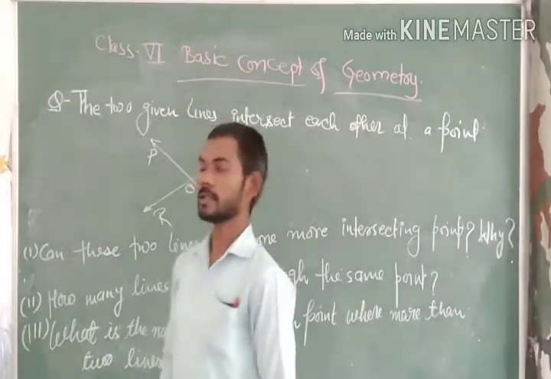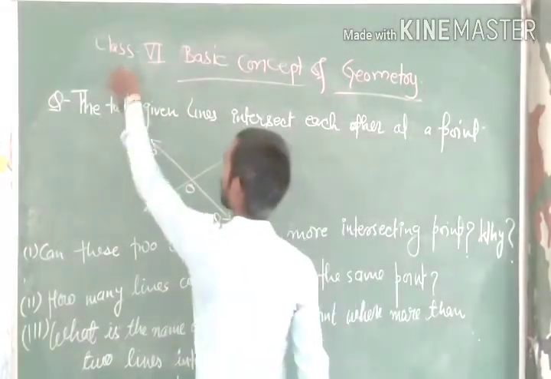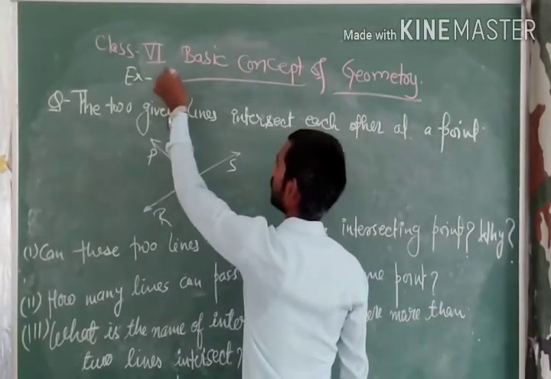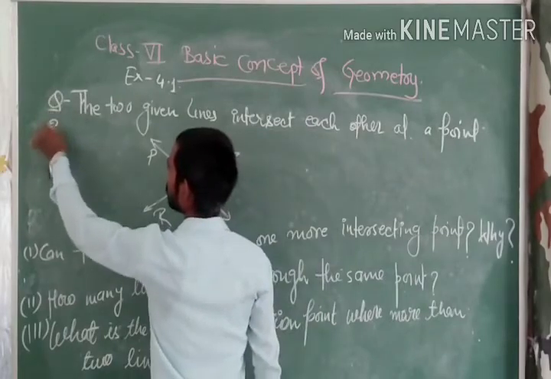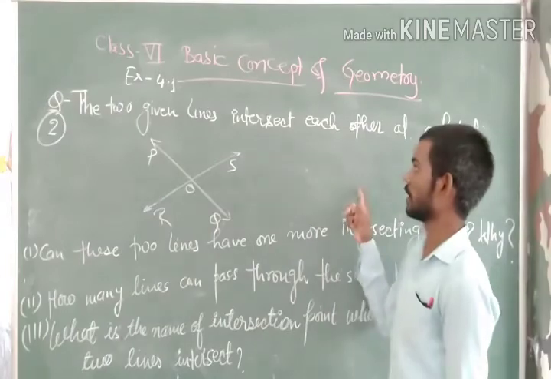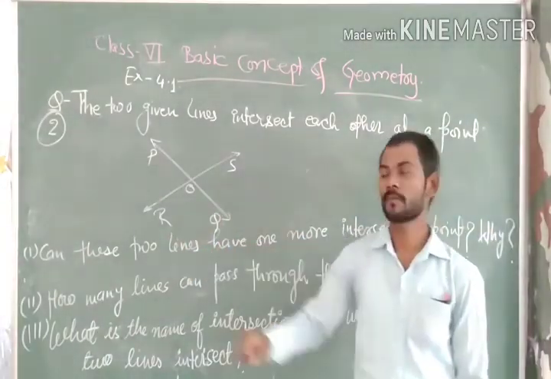Okay, let us see the question of exercise 4.1. Question number 2. The two given lines intersect each other at a point as given in the figure.